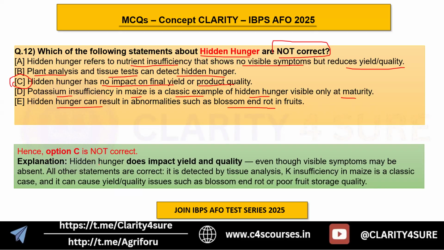Why? Because hidden hunger does impact the yield and quality, and we are saying that it has no impact. So that is why it is incorrect. Even though visible symptoms may be absent, all other statements are correct. It can also be detected by tissue analysis, which we have mentioned in the second option. Potassium insufficiency in maize is true, a classic example of hidden hunger, and it can cause yield and quality issues such as blossom end rot or poor fruit storage quality. So that is why option C is the most appropriate option here.